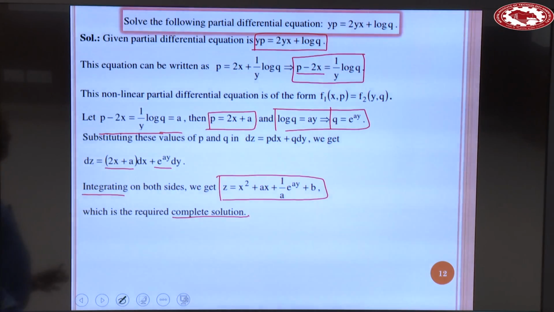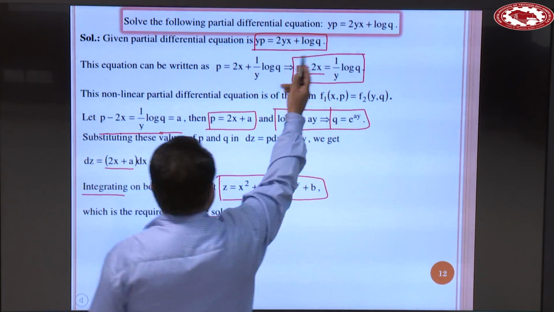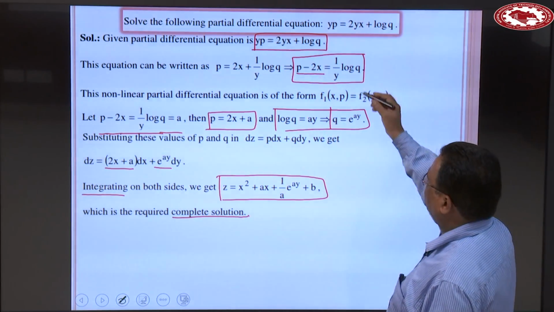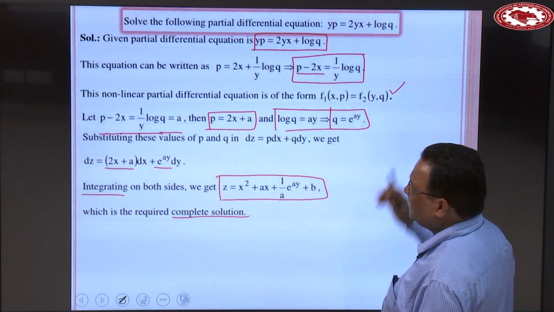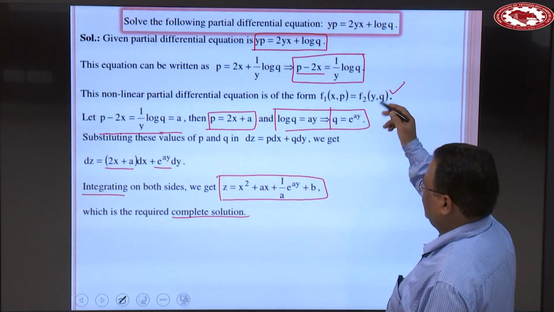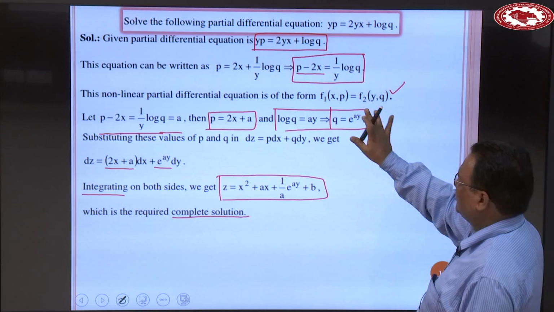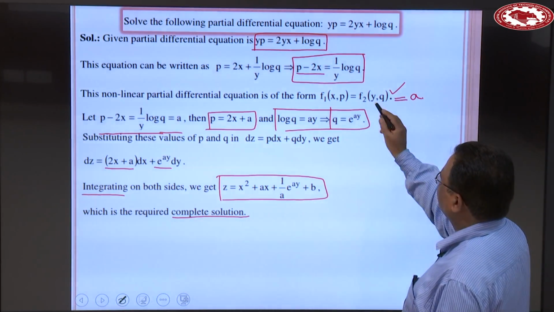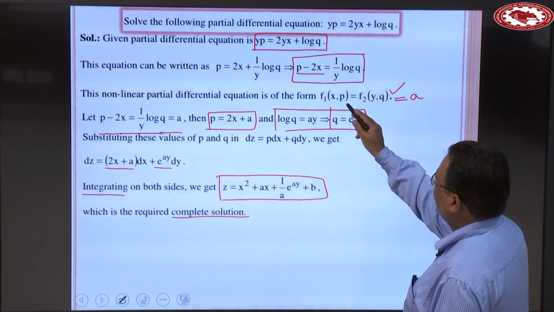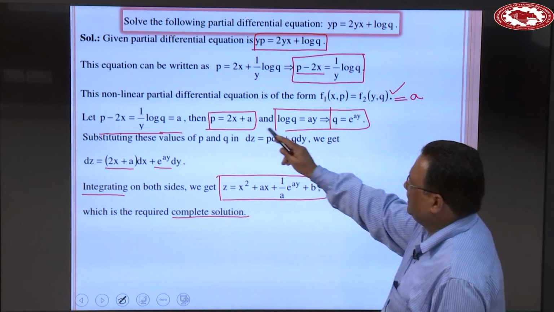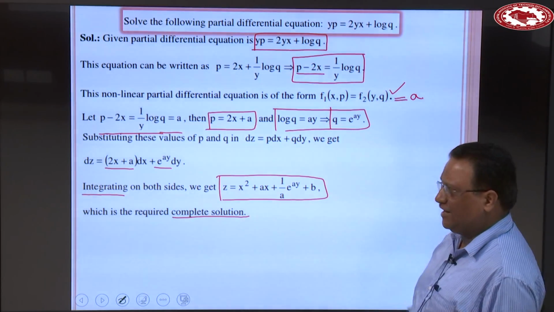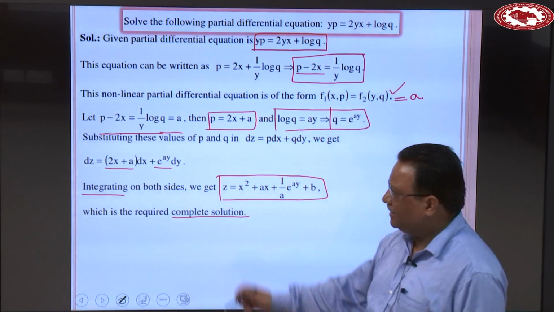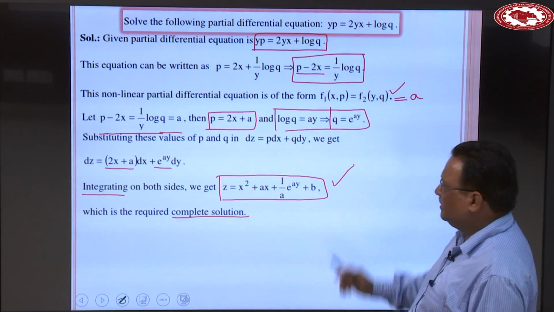So the method is simple. We are given this type of differential equation, and after rewriting we can write it this way. When we write function of x and p equal to function of y and q, suppose that is equal to a. From this calculate the value of p, and from the other calculate the value of q. We know dz is equal to p dx plus q dy. Just substitute the values of p and q, then integrate both sides, and you will get the required result.